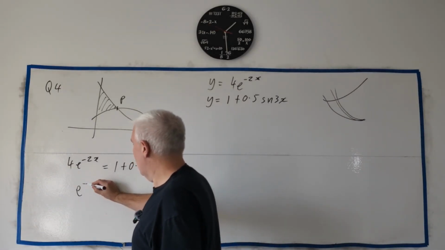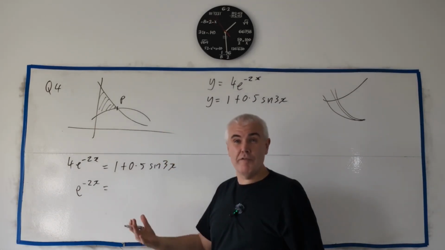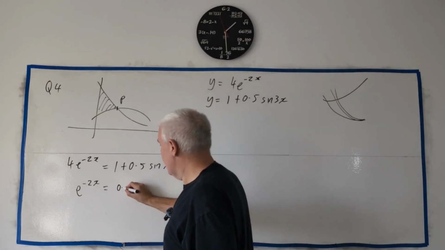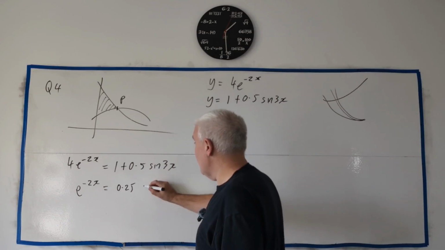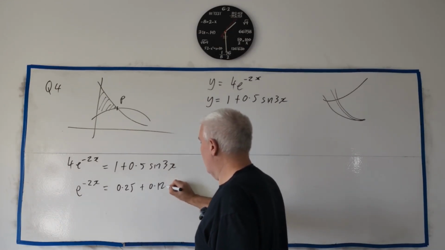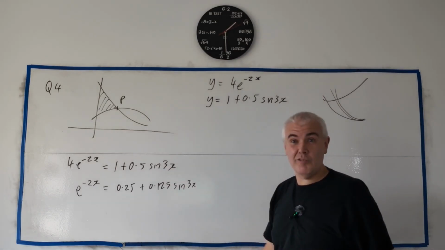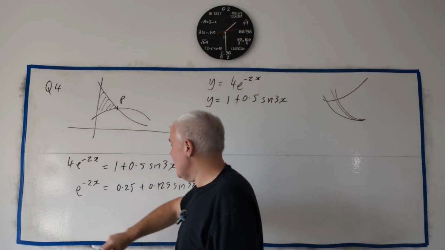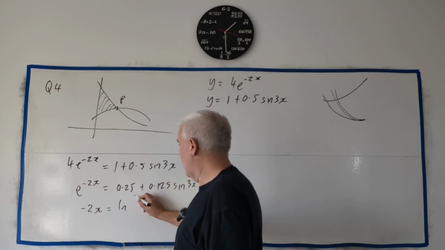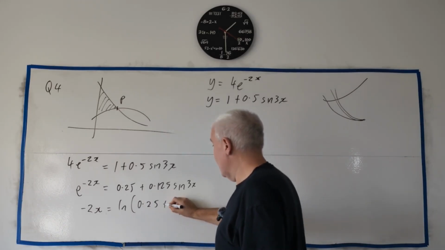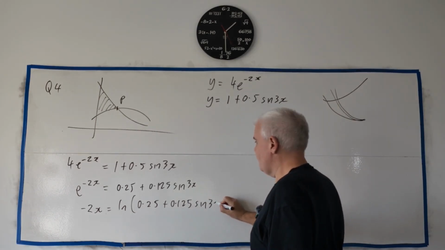Okay, let's get rid of this 4 first of all. 1 divided by 4 is, I'd usually write 1 over 4, but their answer has 0.25 in it, so I'll leave it the way they do it. 0.5 divided by 4 is 0.125 sine 3x. We're already close to the answer they wanted. How do you get rid of e? Take the natural log of both sides. Destroys that e, and a natural log appears this side. Again, it's now looking very much like what they gave us.